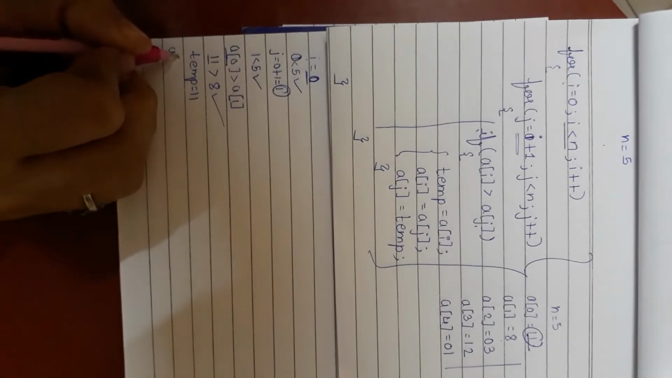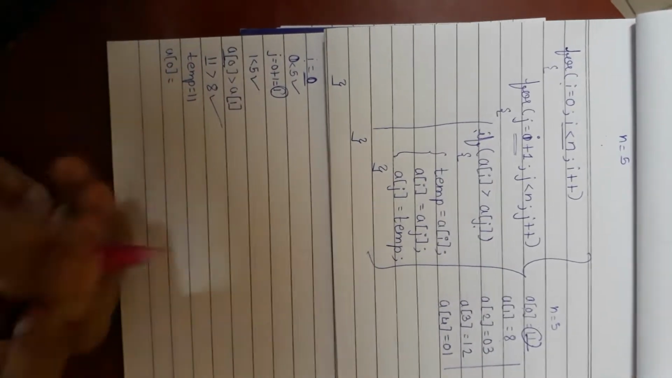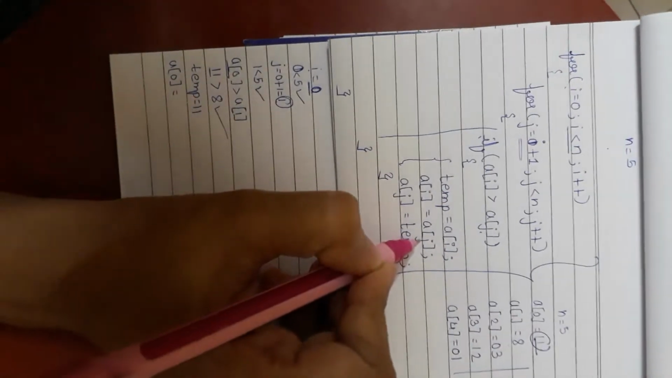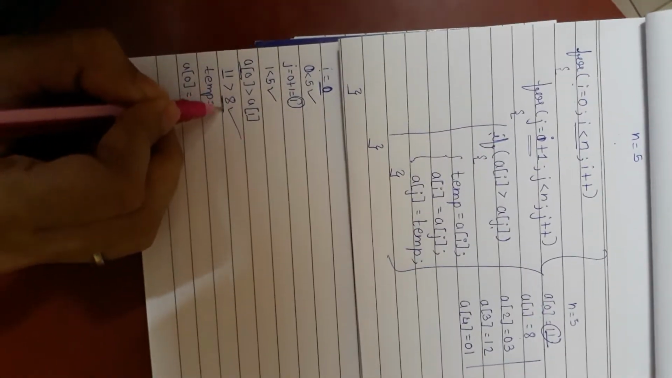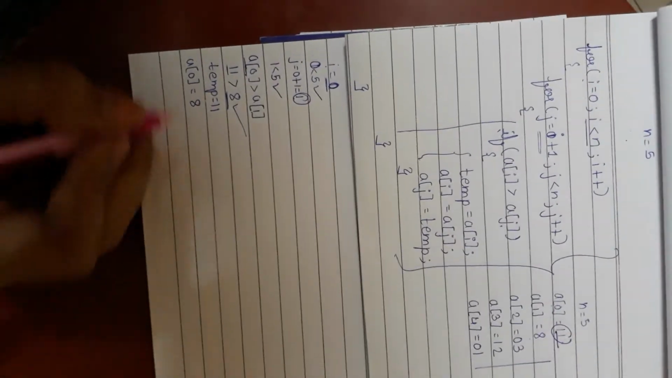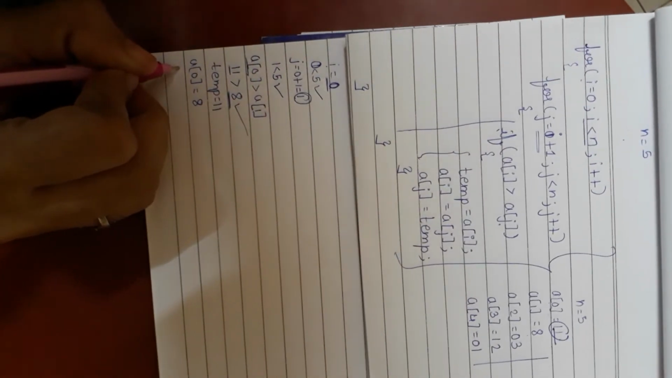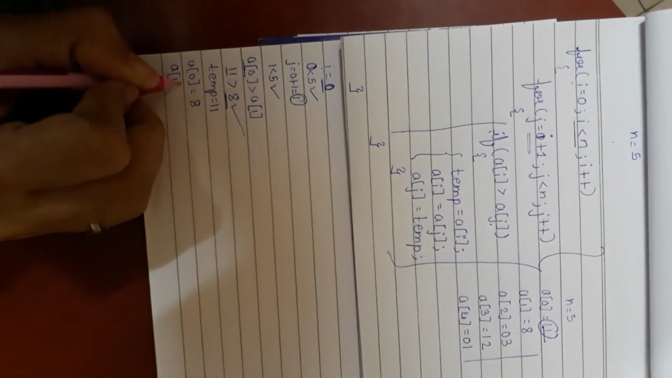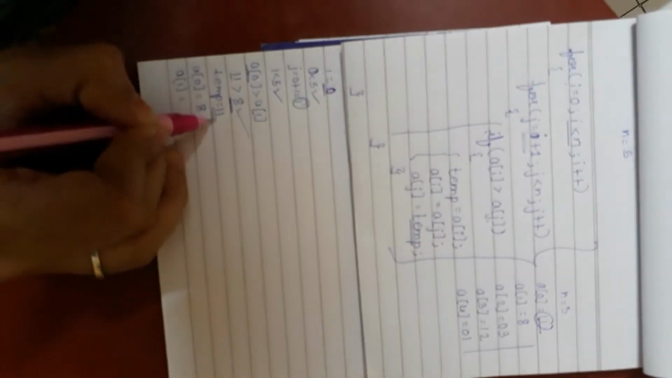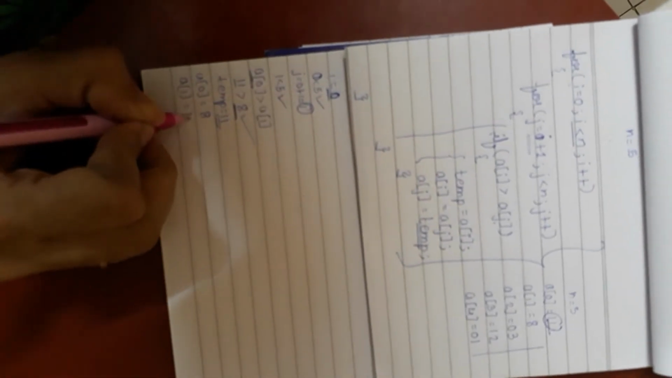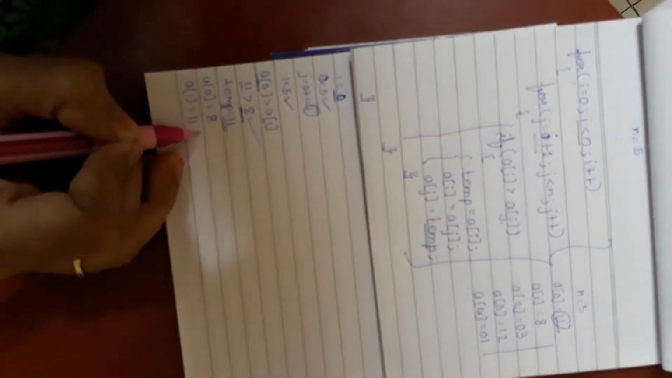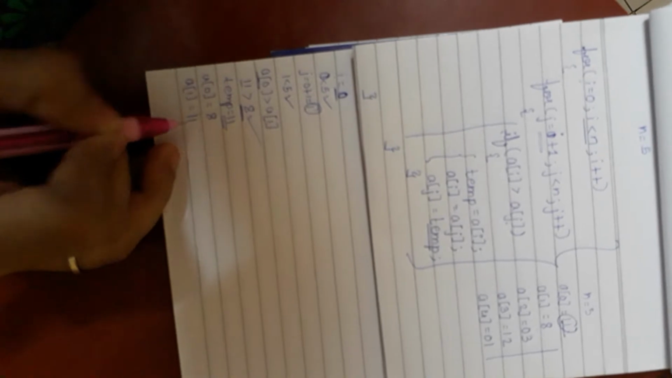Then we have written a of i, that is a of 0, equal to a of j. Inside a of 0, which value will get copied? j's value. So what is the value of a of j? 8. So now a of 0 contains 8 as a value. After that, what we have written? a of j, that is a of 1, equal to what? temp. So what is the value of temp? 11. So that will be copied inside a of 1. So now these are your two new values: a of 0 is 8 and a of 1 is 11.